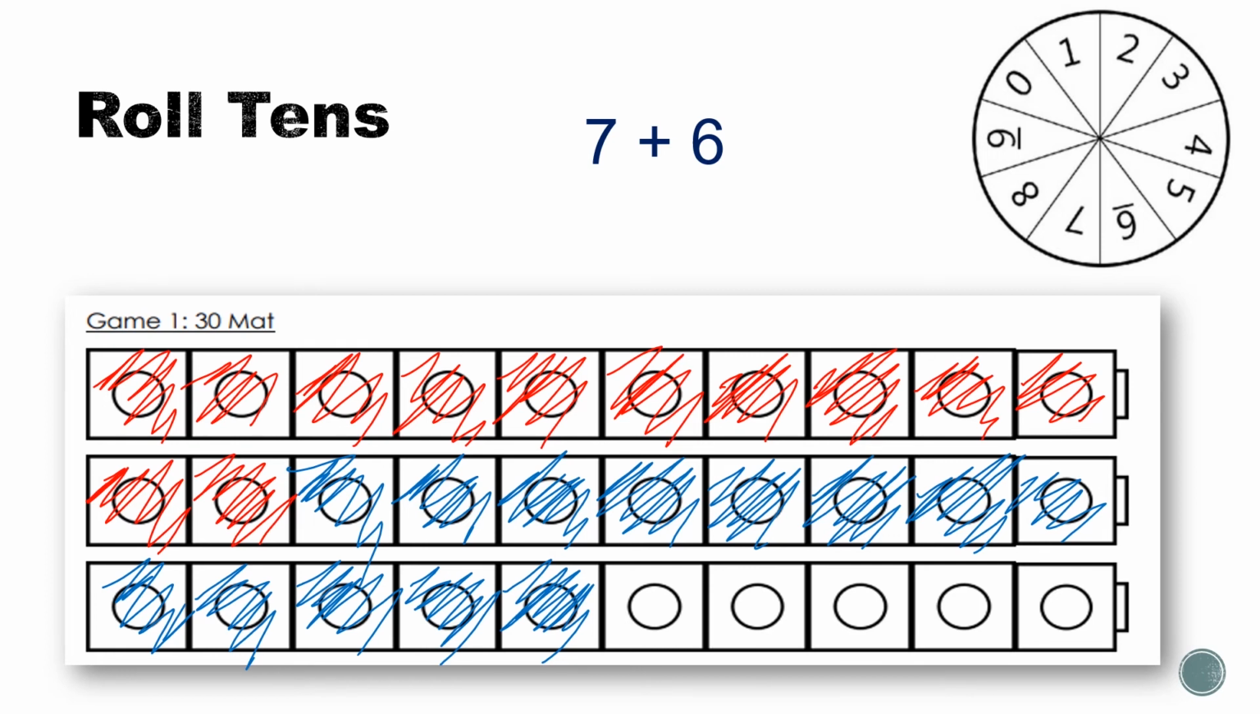Is our game over? No, because the mat is not completely filled out. So player 1 gets a turn again. Boys and girls, how much does player 1 need to roll to complete this game? At least 5.